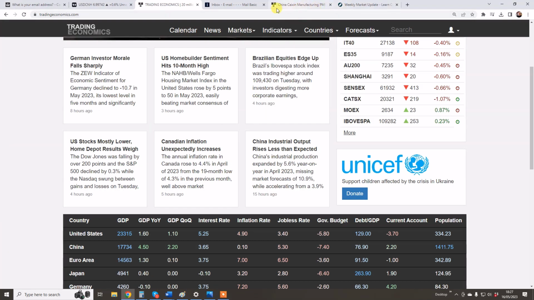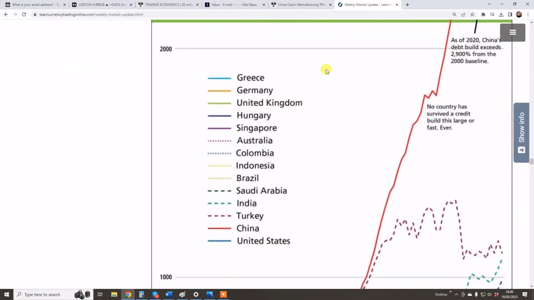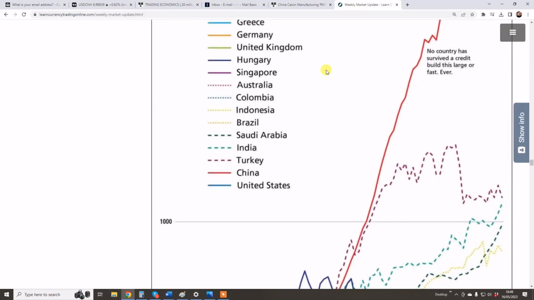Let me just show you the debt. On this chart, total private credit, so debt in major economies. Someone posted it in our Facebook group, and I think it's really good. It shows Chinese debt going parabolic to the upside and compares it with various other nations. The closest nation, Turkey, is a long way back. They say here, no country has ever survived a credit build this large or fast.